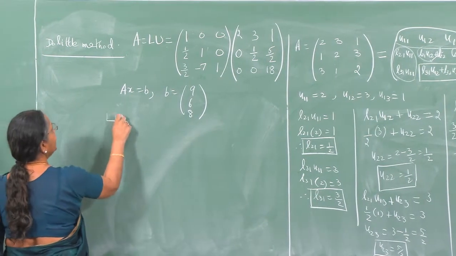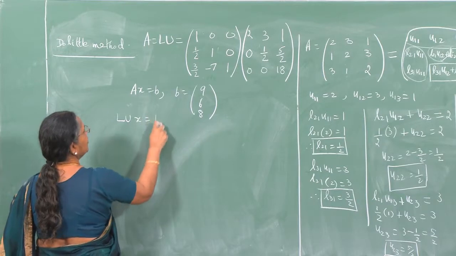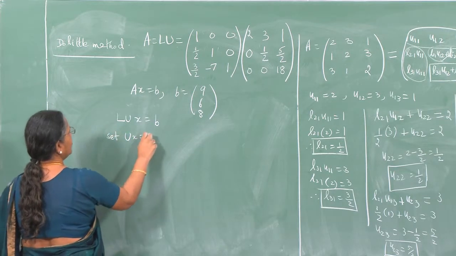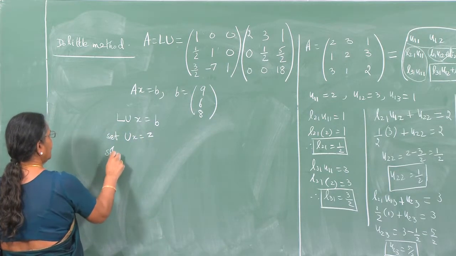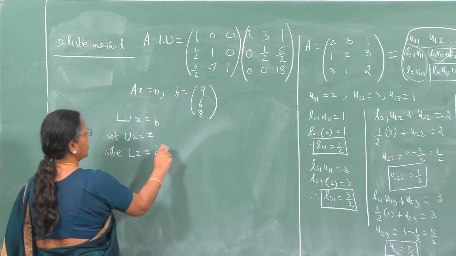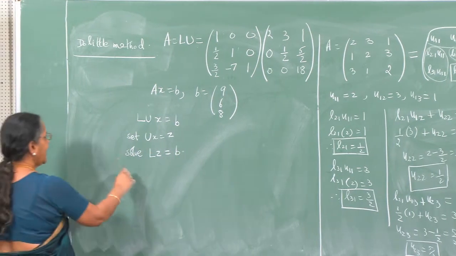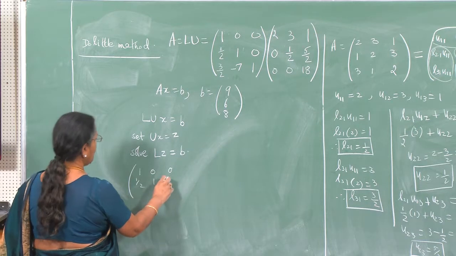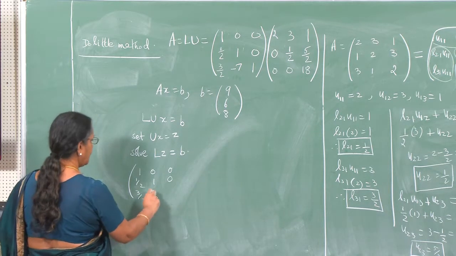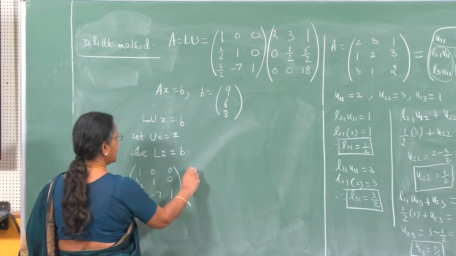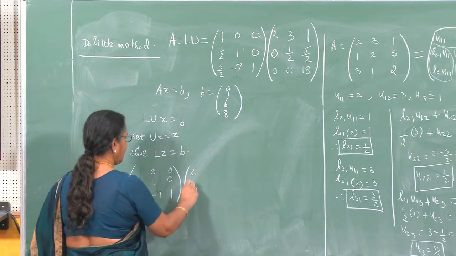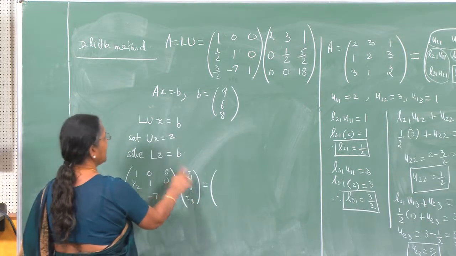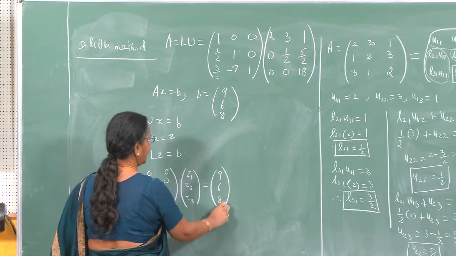Then A = LU, and Ax = b. I set Ux equal to z, and therefore, I have to solve the system Lz = b. So, I write down the matrix L, which has entries 1 0 0, 1/2 1 0, 3/2 -7 1. Let us take z to be a vector with components z1, z2, z3, and the right hand side is b, and that is 9, 6, 8.